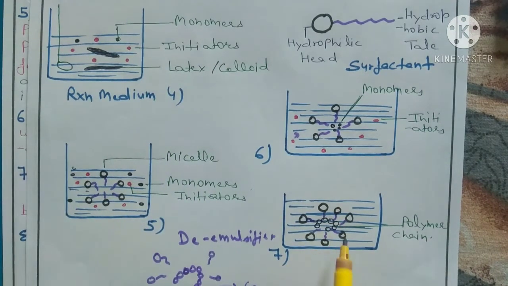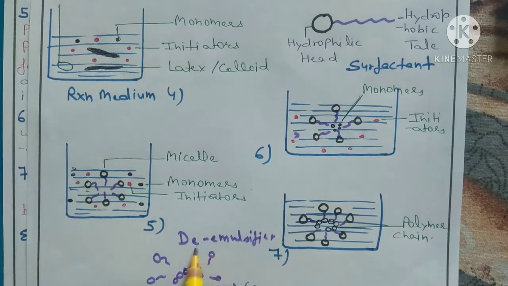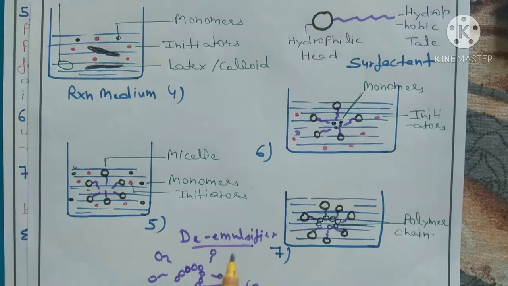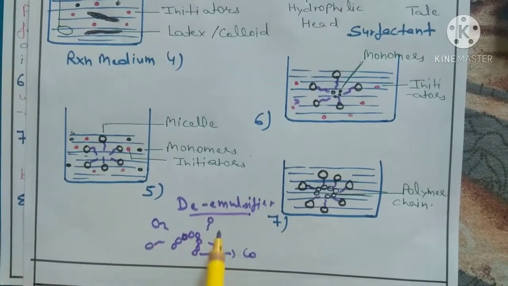Now, as these micelles hold these polymeric chains very strongly, we add a de-emulsifier here. After adding the de-emulsifier, these micelles get separated and we can easily collect the individual polymeric chains.